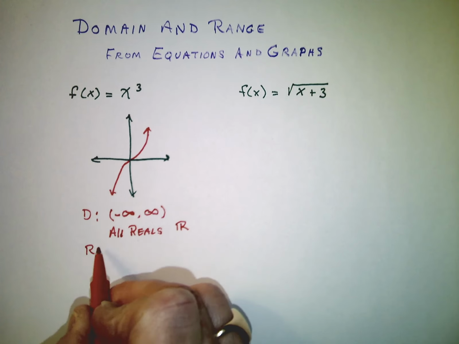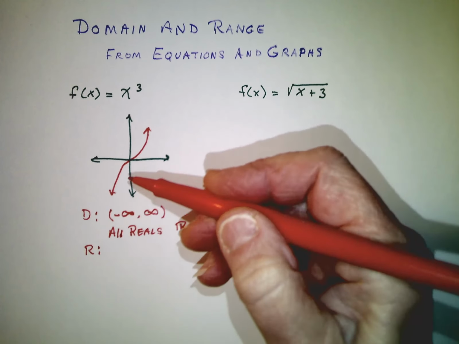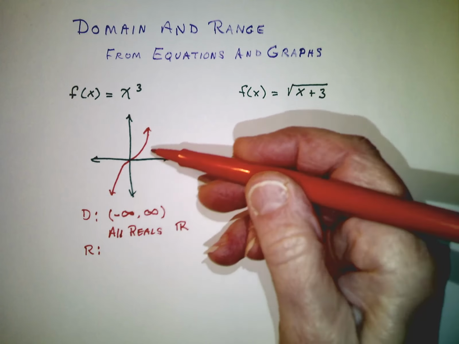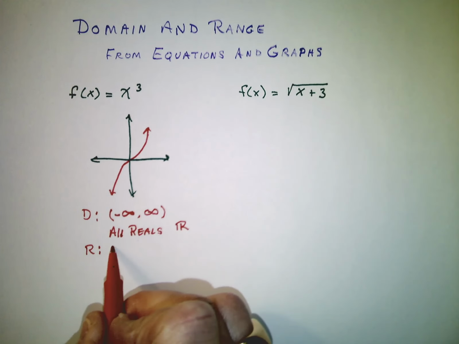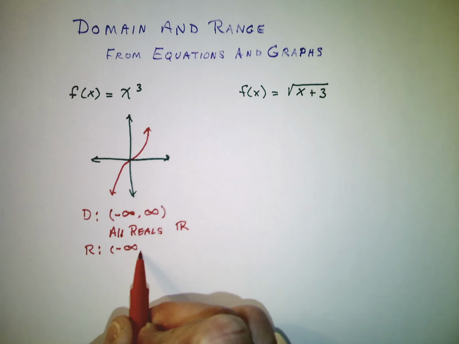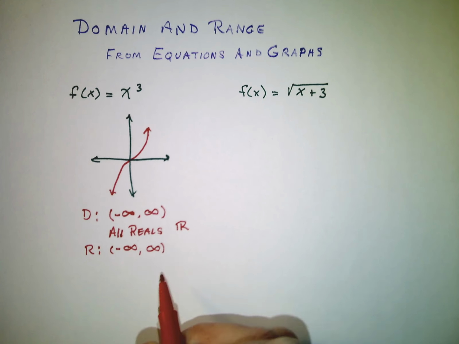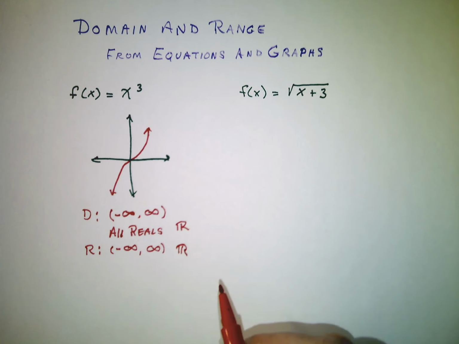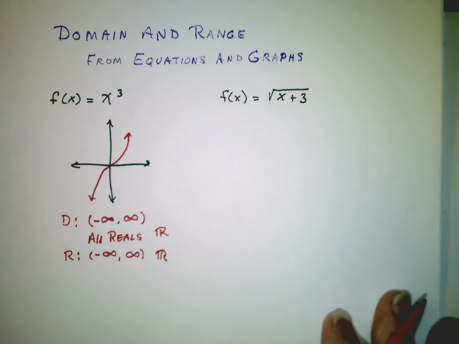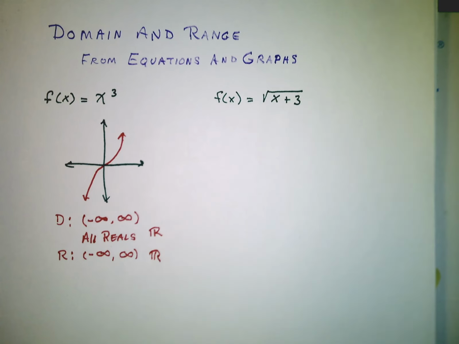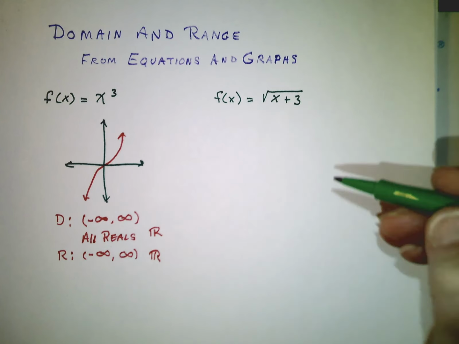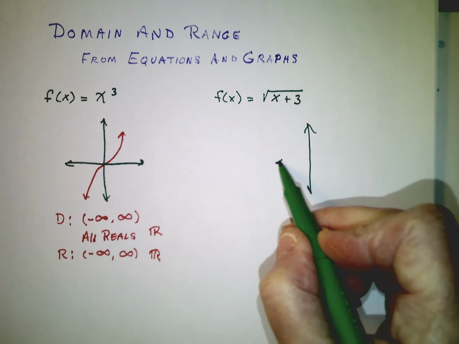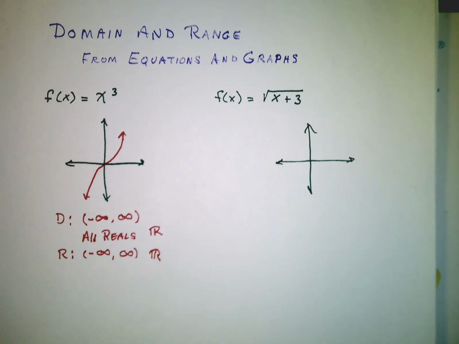The range? Well, the range is the spread of y values. How low do the y values go? How high do the y values go? And once again, that would be from negative infinity to positive infinity, or all real numbers. Okay, for this next example, once again, if you can draw the picture, it's going to make it so much simpler. So hoping you remember that parent graph.